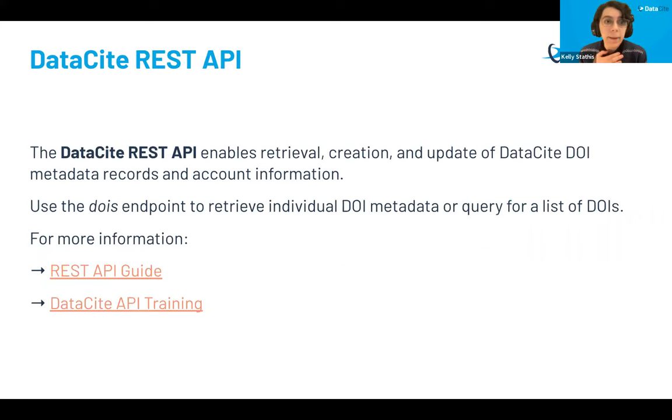We also have a REST API, and the REST API enables retrieval, creation, and update of DataCite DOI metadata records and account information. So authenticated users, repositories, can create and update DOIs, but there's also a public unauthenticated version of the API where you can retrieve DOI metadata, and query for a list of DOIs using various filters and using the Elasticsearch query structure. For more information on this, we have a REST API guide. And we also have some REST API training materials, including a video recording and a Postman collection with example queries.